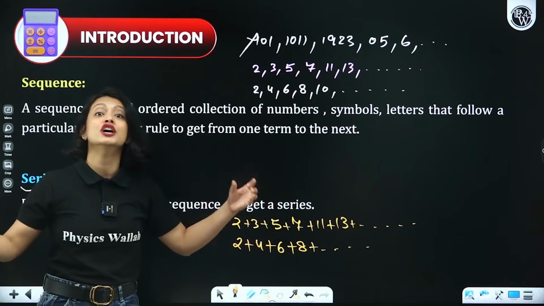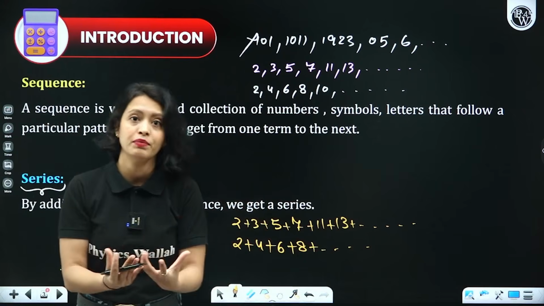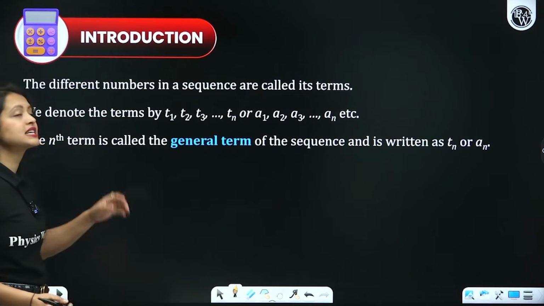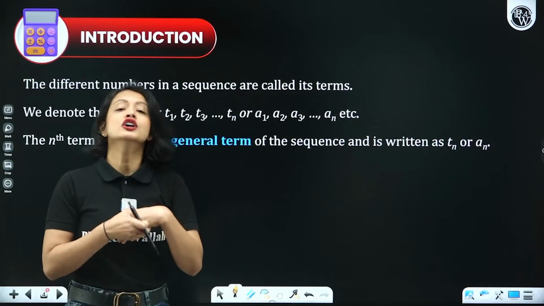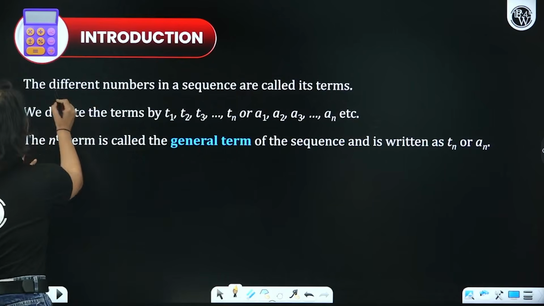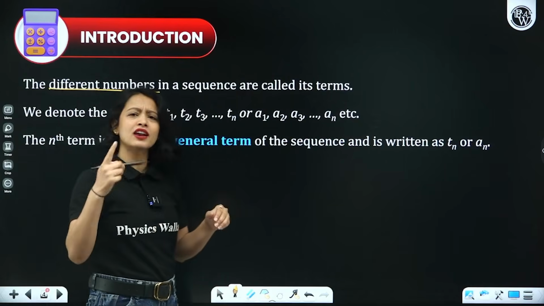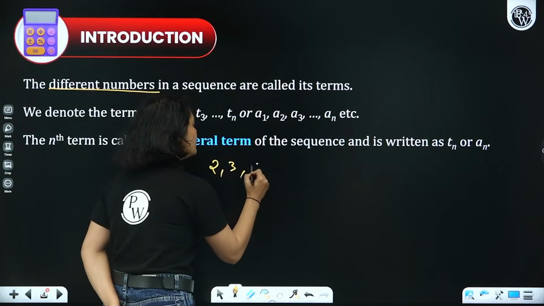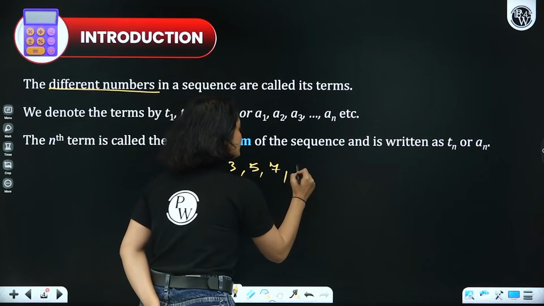So in series, you have all the terms added up. Got it? Understood? Simple. Okay, now let's move on and discuss the terms of a sequence, guys. So basically, the different numbers in a sequence are called its terms, right? For example, if I write 2, 3, 5, 7, 11 and so on.